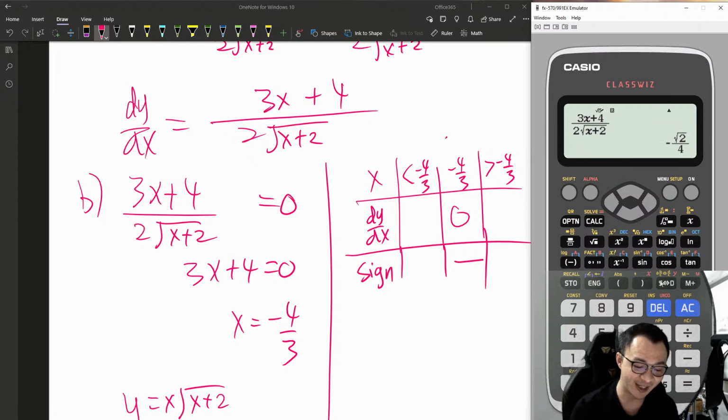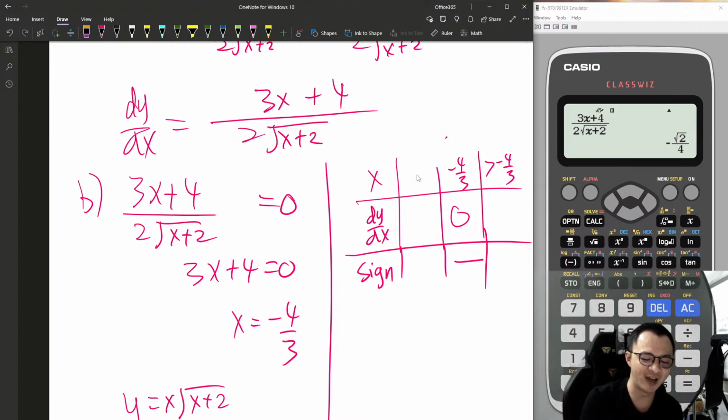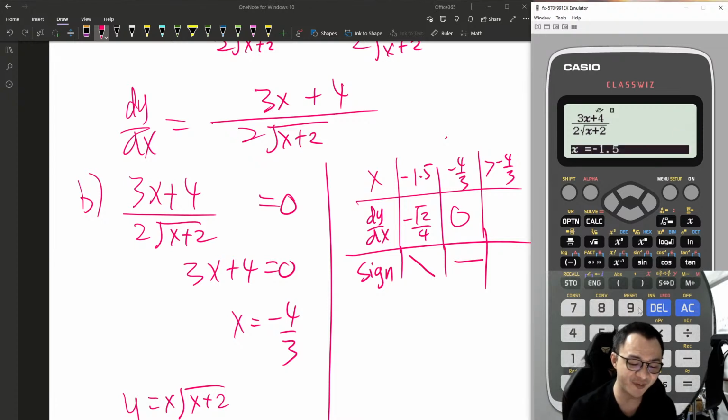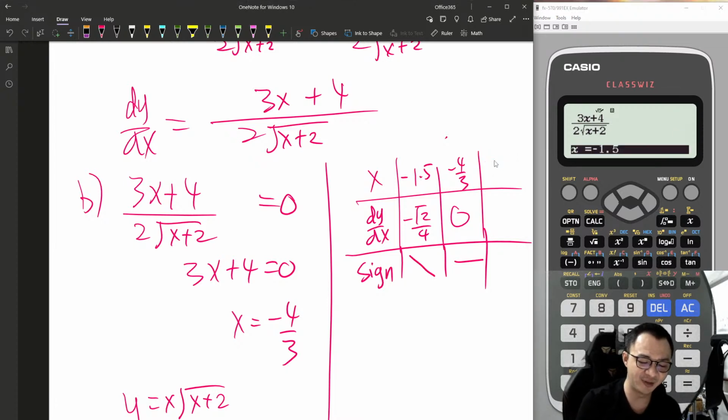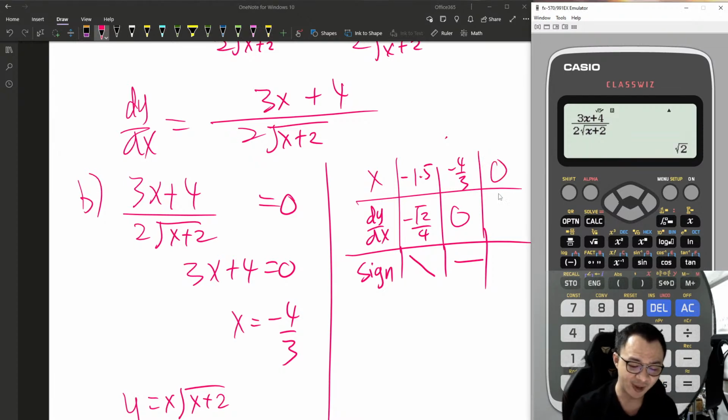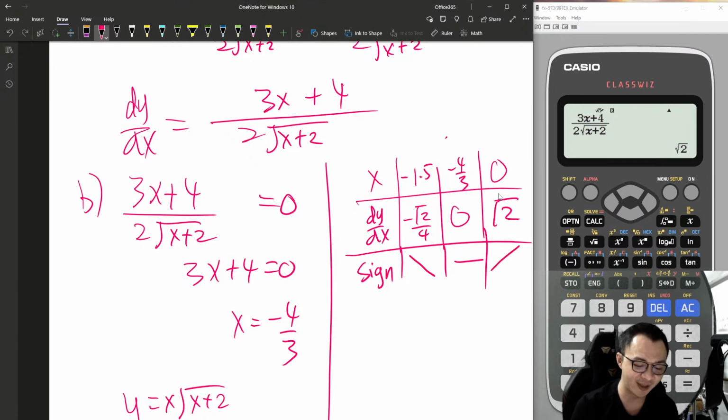Okay, so I get a negative value. So in negative 1.5, here I will get a dy dx value that is negative. So a negative dy dx value is this sign. So any bigger value, I can give it any bigger value. Let's say 0. Yeah, I guess x equals 0 is fine. So I get square root 2. It's positive, right? It's like this, right? So do you see the pattern like this? It's a minimum. Therefore, this is a minimum.